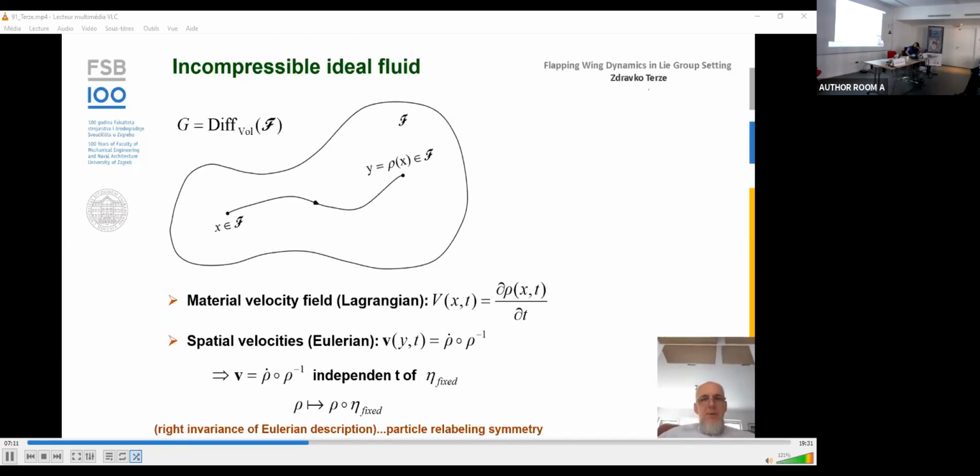Volume-preserving diffeomorphism represents position field of the fluid particles. We have two approaches: the Lagrangian and the Eulerian approach. However, only the Eulerian approach gives a real velocity field of the fluid particles. Also, there is a right invariance of the Eulerian description regarding particle relabeling symmetry. This means that the Eulerian velocity field will not be changed if we bring a new set of particles at the reference position before the process.